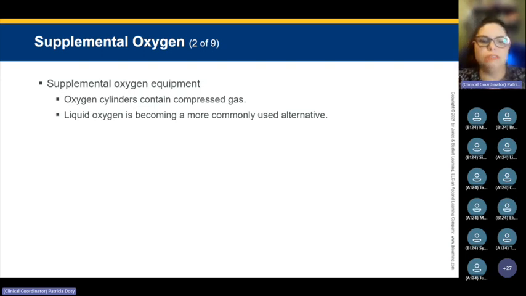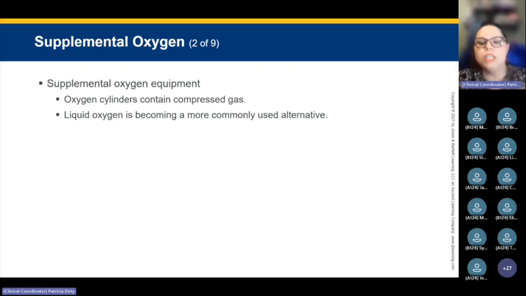So, supplemental oxygen equipment: oxygen cylinders contain compressed gas. Liquid oxygen, you're going to start seeing that more and more. Maybe not necessarily in the rural areas, but definitely in larger cities. We're going to check that the cylinder is labeled for medical oxygen. You can look for the letters and numbers stamped on the collar of that cylinder. You're going to check the month and year stamps, and that tells us when it was tested. You want to know that these are good. They're tested every 5 years, and your composite cylinders are every 3.